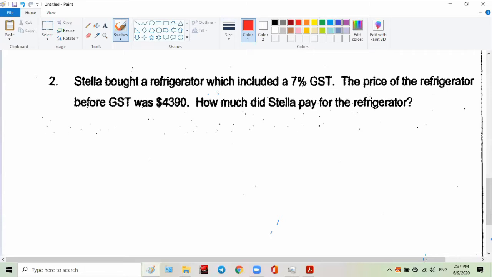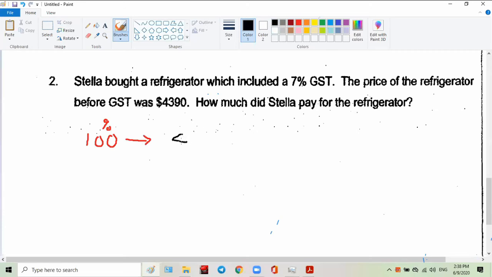Stella bought a refrigerator which included GST. That means the price of the refrigerator before the GST was 100%. I know how to do this. 7 out of 100 times 4390. Well, 100% is 4390.